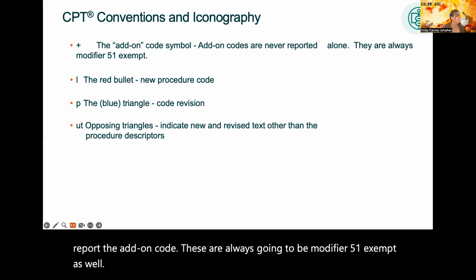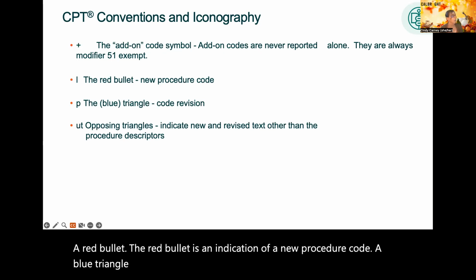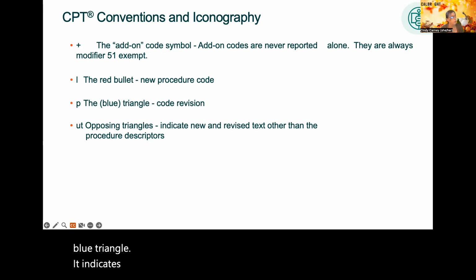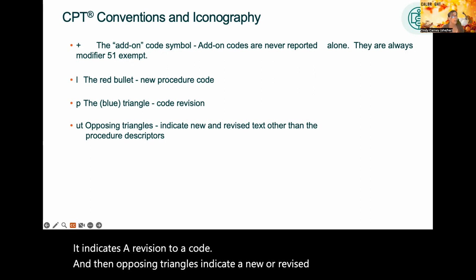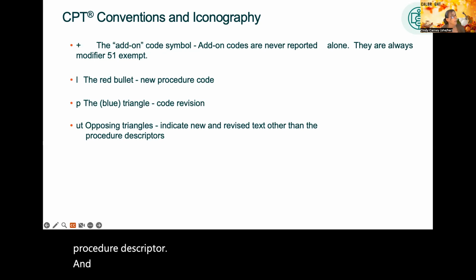A red bullet is an indication of a new procedure code. A blue triangle indicates a revision to a code. And then opposing triangles indicate new or revised text other than the procedure descriptor. And I'm not sure why all my little icons have disappeared.